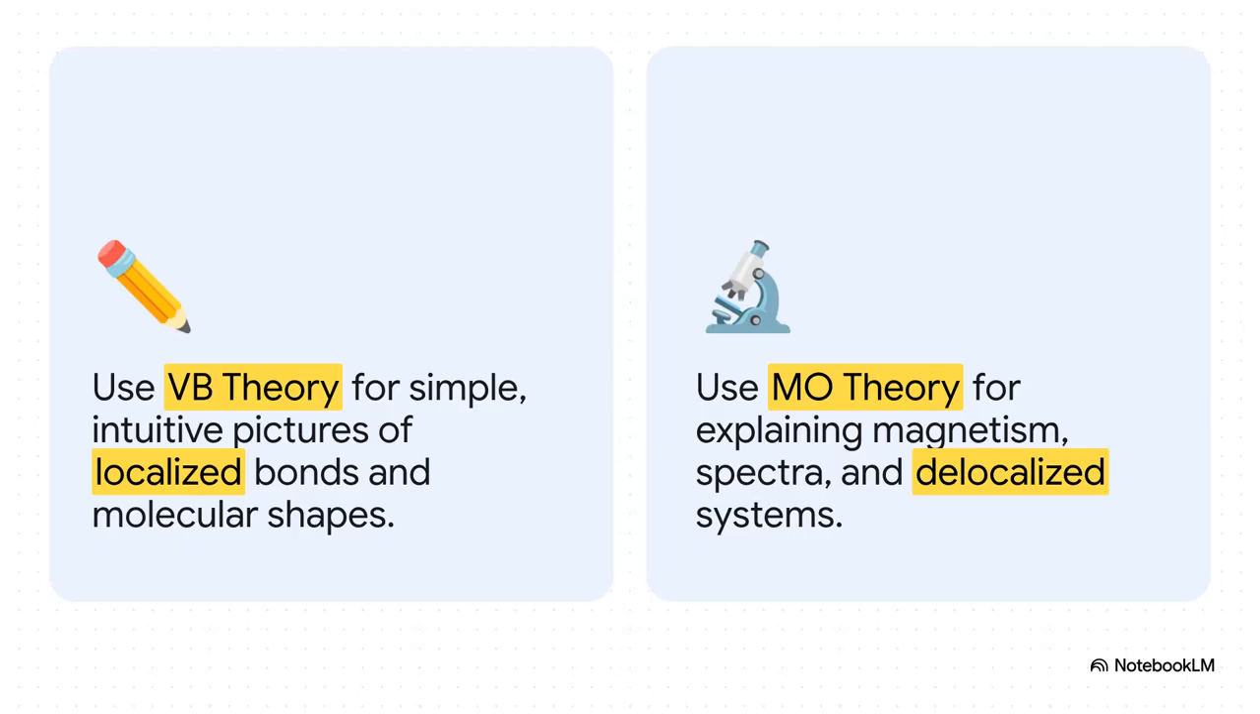Do you just need a quick, simple, and intuitive picture of a molecule's 3D shape and its basic connections? Then use valence bond theory. It is fantastic for that. But are you trying to explain more complex stuff like magnetism or why things have color or systems with widespread electron sharing? Then you need the more powerful, more comprehensive tool, molecular orbital theory.